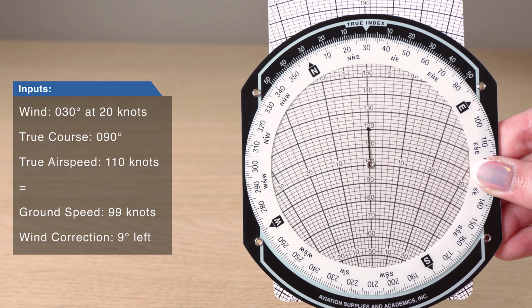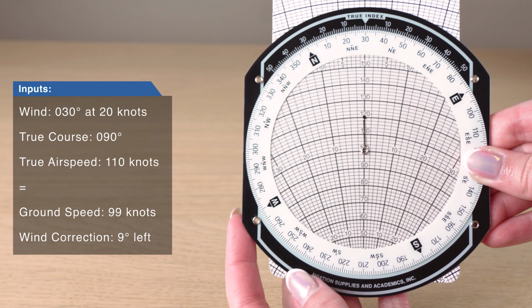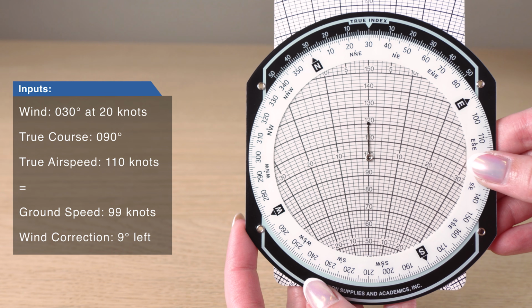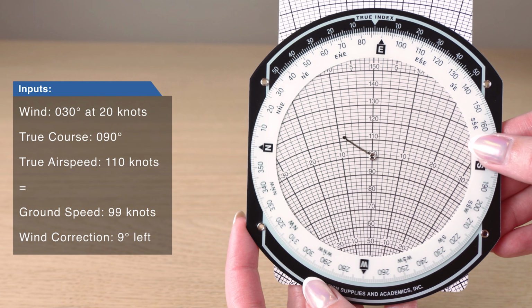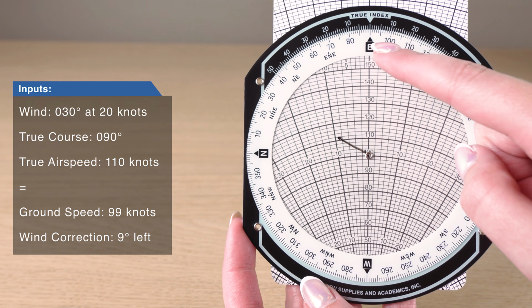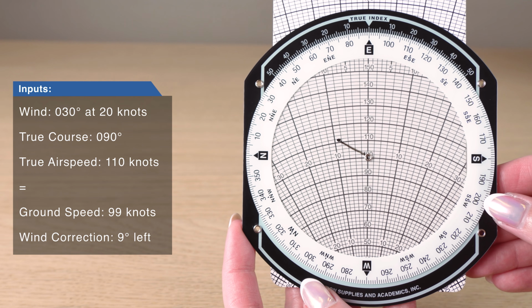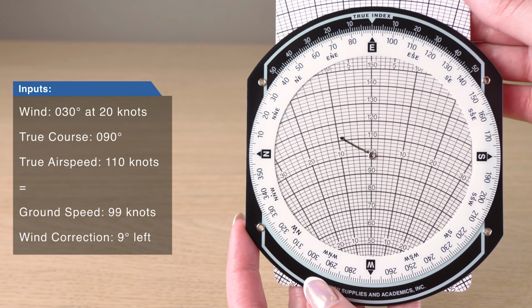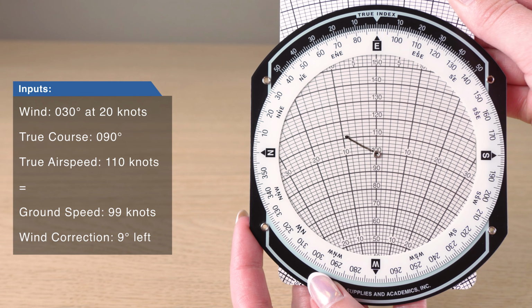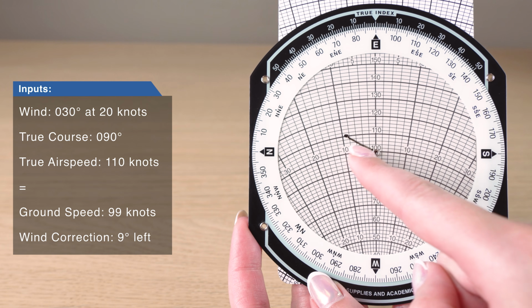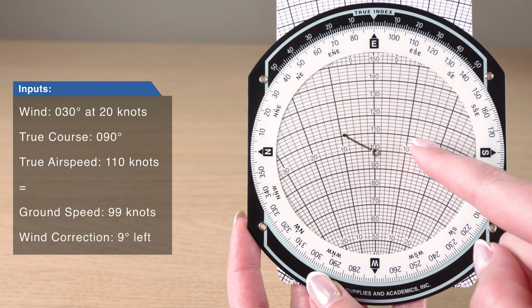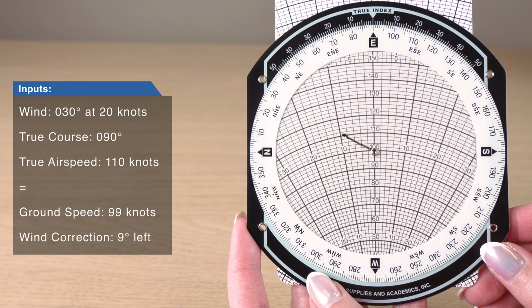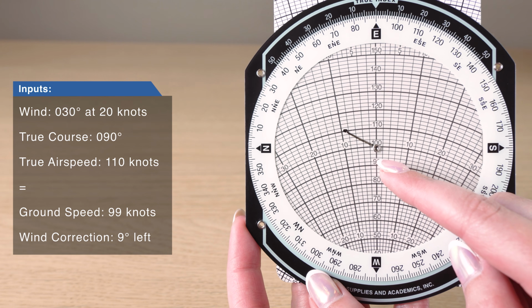This dot represents the wind's direction and speed combined. Rotate the compass so 90 degrees is aligned with the true index. Slide the grid until the dot aligns with the true airspeed of 110 knots. Read the ground speed under the center, approximately 99 knots.